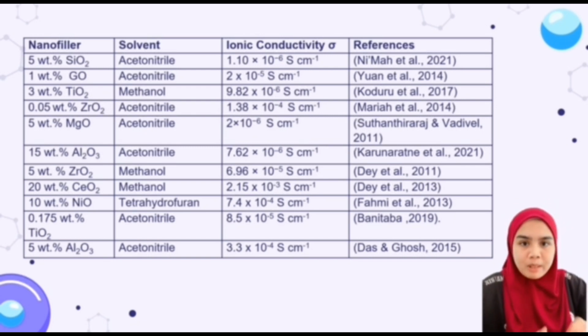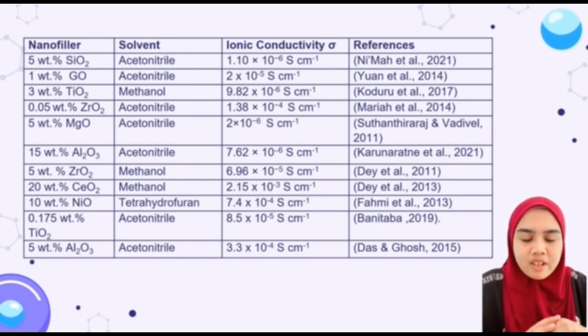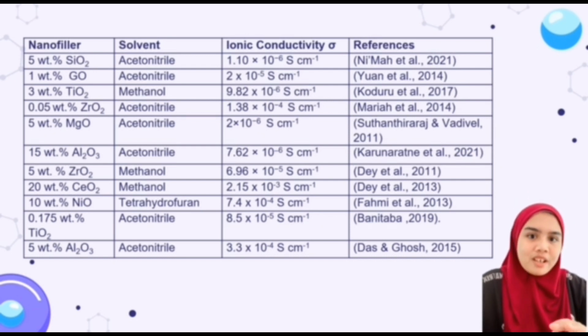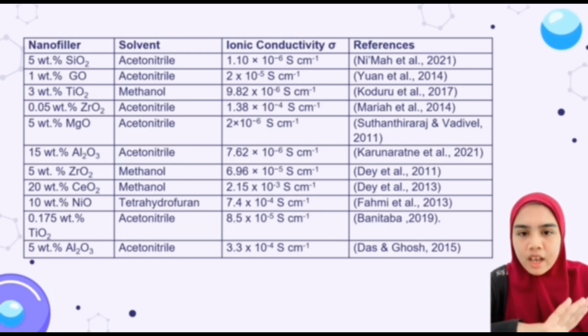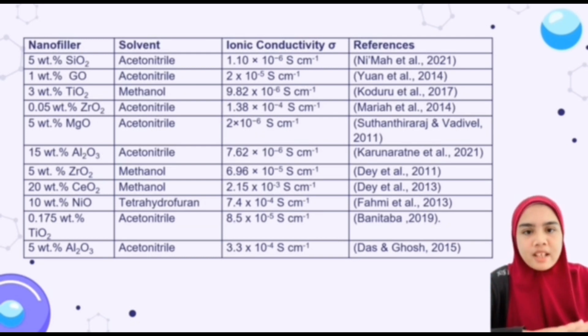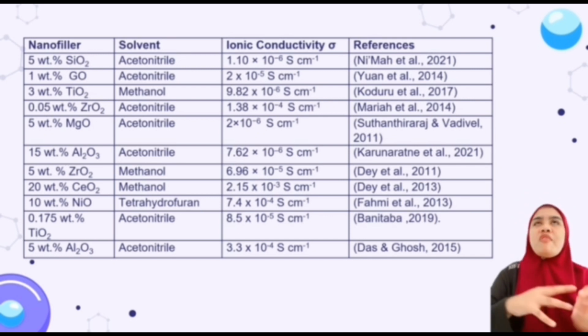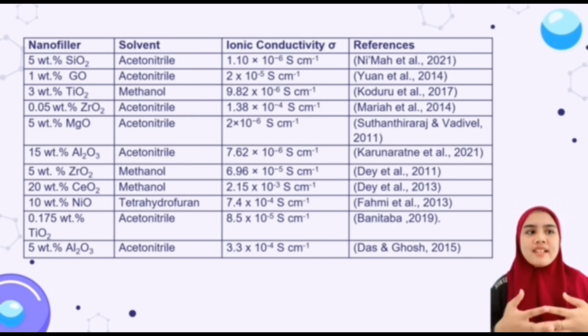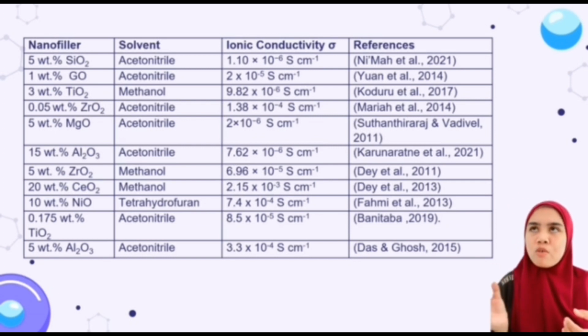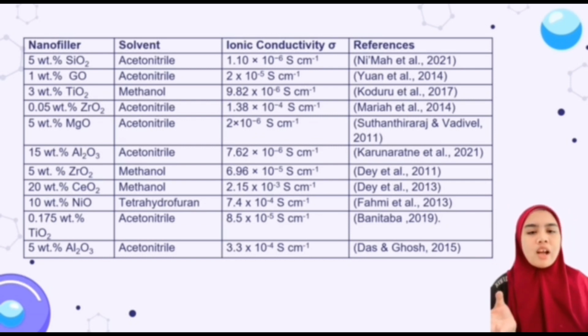The addition of 15% alumina increased the ionic conductivity of PEO9 LiClO4 from 2.03 times 10 exponent negative 6 to 7.62 times 10 exponent negative 6. The addition of 5% ZrO2 into the PEO-based composite system has the highest ionic conductivity, 6.96 times 10 exponent negative 5, due to the creation of additional sites and favorable conduction pathway for ionic transport via Lewis acid-base interaction between the polar surface group of the ceramic filler and the electrolyte ionic species.